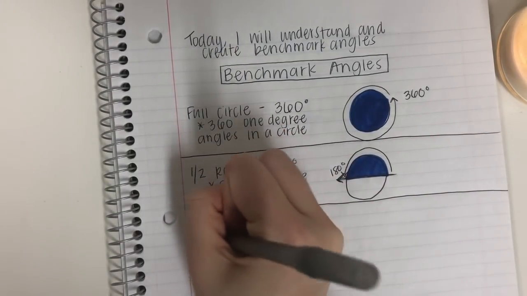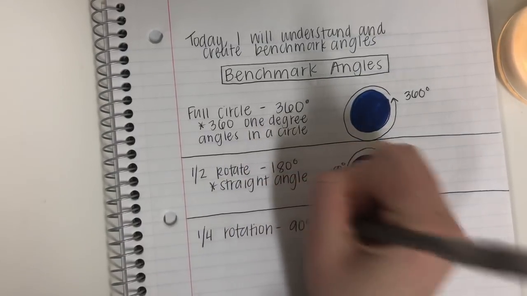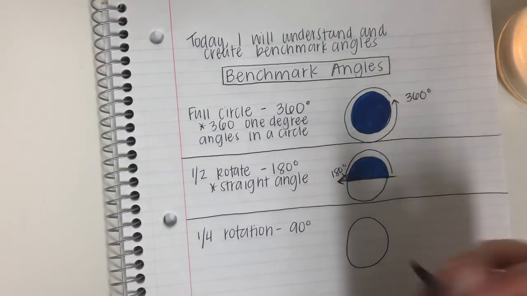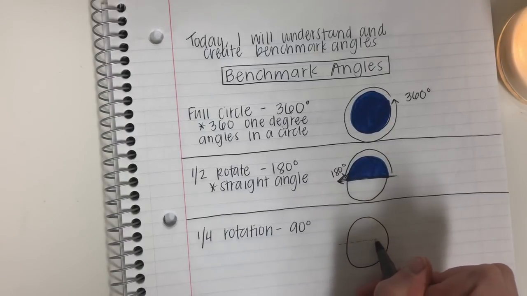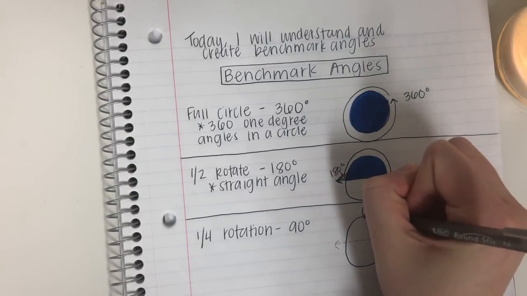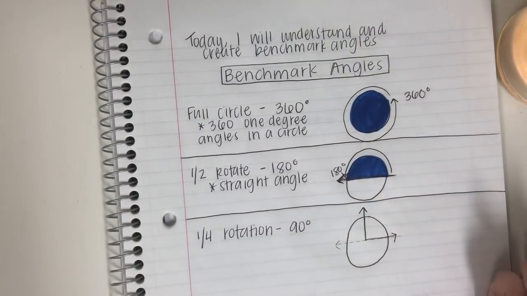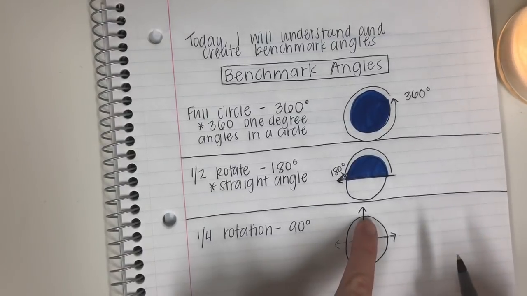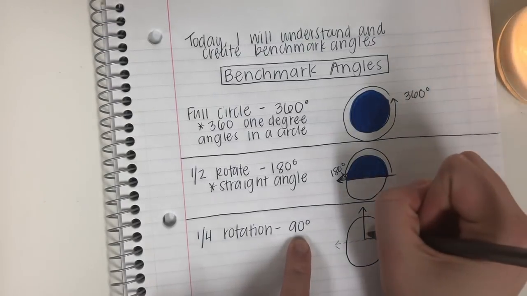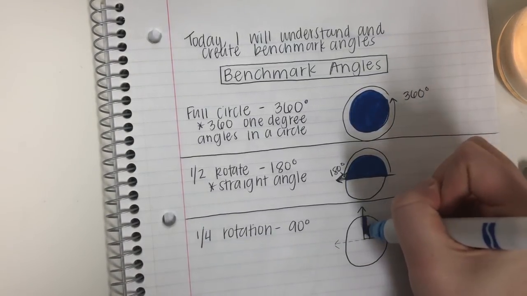A quarter rotation is 90 degrees. I'm still keeping my circle. My circle does not change. If this is my 180 degree line, my 90 is one fourth of the circle. We know that by fractions, right? If I were to split this into fourths, this would be 1/4, 2/4, 3/4, 4/4. A 90 degree angle is also marked by this square. So I'm going to shade in this.